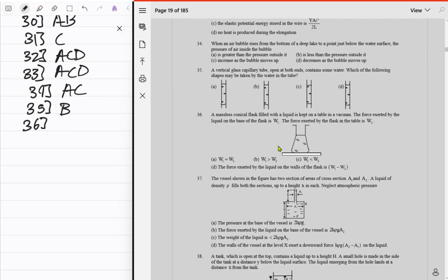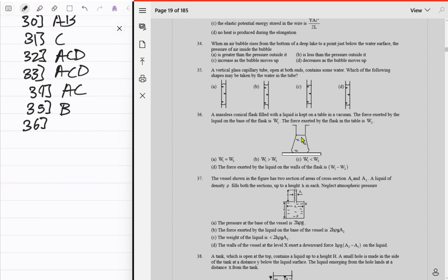Master's conical flask filled with liquid kept on a table in vacuum. The force exerted by the liquid on the base of the flask is W1. Okay. The force exerted by the flask on the table is W2. Okay, W1 is that. Fine. And the force exerted by the flask on the table. क्या कर रहा हूँ आखिर?